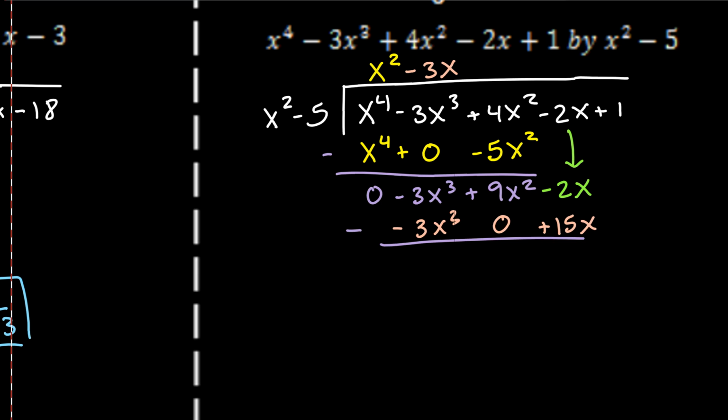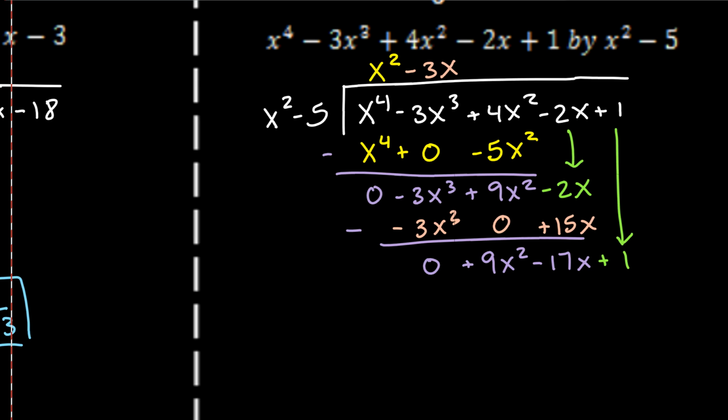So negative 3x cubed minus negative 3x cubed is 0. 9x squared minus 0 is just 9x squared. And negative 2x minus 15x is negative 17x. Right? The negative makes that a negative 15. So negative 2 minus 15 is negative 17x. And you bring down your last term.